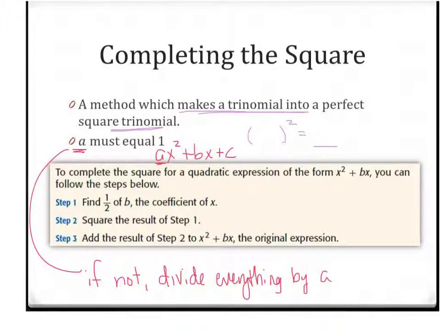So your steps to completing the square, keeping in mind our ax squared plus bx plus c: we're going to take half of b, so half of our middle number, and we're going to square it. Then we're going to add it to both sides, and that step right there is called completing the square. What you've done then is made a perfect square trinomial, and after that we're going to factor the left-hand side (LHS is the left-hand side), and then use the square root property to solve.